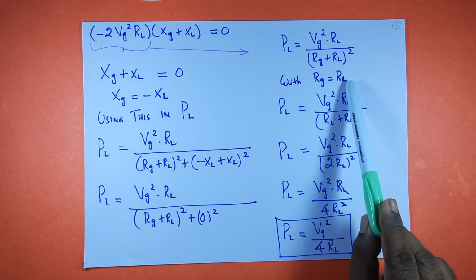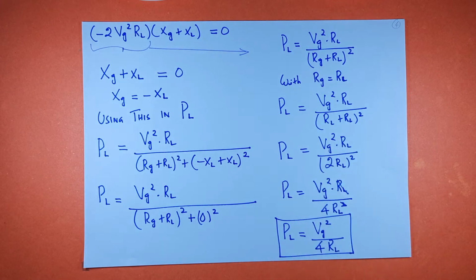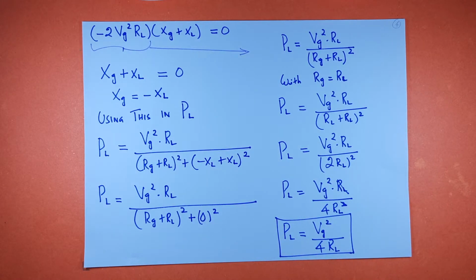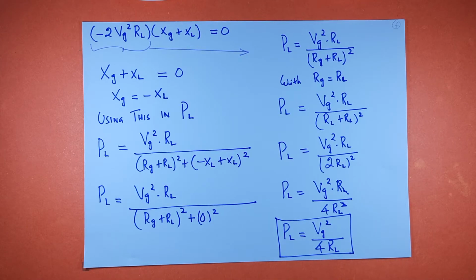So with Rg equal to RL, substitute here. PL equal to Vg square RL divided by (RL plus RL) the whole square. PL equal to Vg square RL divided by 2RL square. So expand this, 4RL square. So this square and RL get cancelled. PL equal to Vg square divided by 4RL.